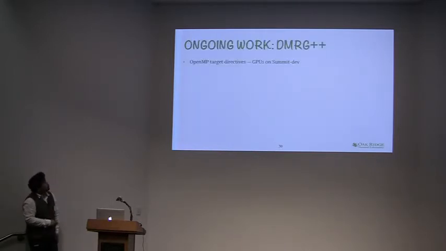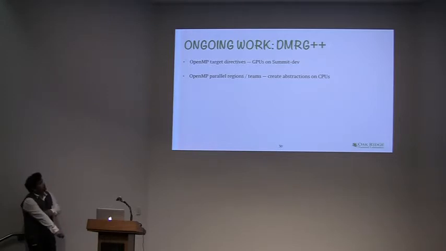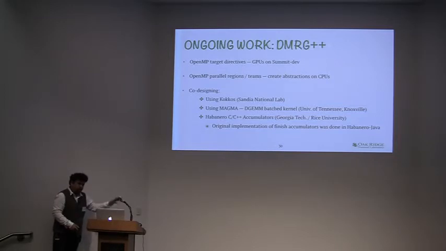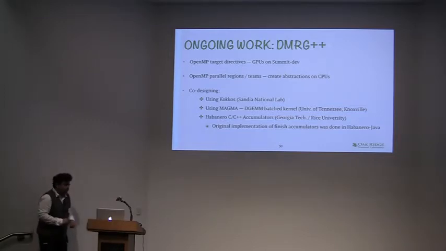So just looking forward, what we are doing right now is we're using the target directives, which is kind of obvious, I guess, for the GPUs on Summit Dev. We're using OpenMP parallel regions, teams, to create abstractions on the CPU itself. So we're using teams, but we're using it on the CPU. So we're going to try that out. And we're co-designing with Kokkos at Sandia, MAGMA, which is UTK's DGEMM kernel, and then Habanero C++, with Georgia Tech and Rice. And the original was written for Habanero Java, and then we moved it to Habanero C++.